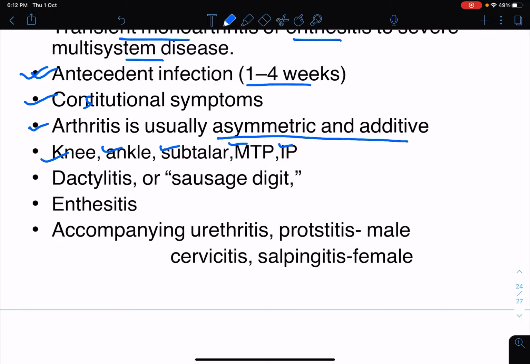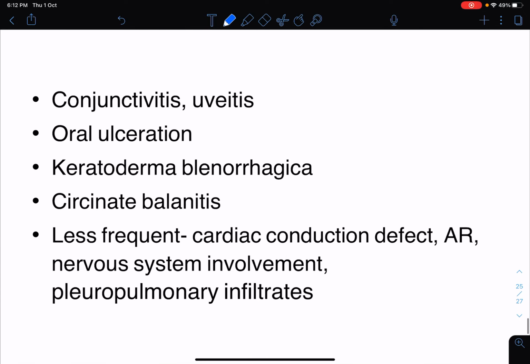The patient will also have enthesitis, as we have already mentioned in other classes. This enthesitis is the inflammation of the site where tendons or ligaments get attached or inserted into the bone. There will be signs or symptoms of accompanying urethritis or prostatitis in males, cervicitis or salpingitis in females.